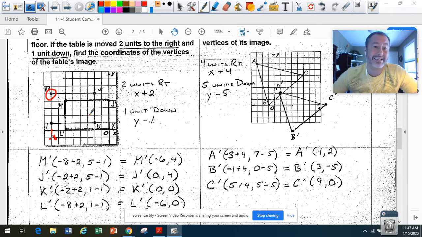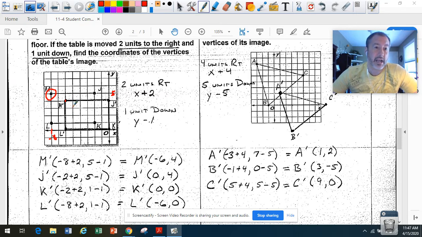But then we're moving it down 1. So it says take your y, which is +5. There's my y here at +5. Okay, and I'm going to be subtracting 1 from that, and that's going to give me my M prime. So -8 plus 2 is -6. Then my y coordinate is going to be my 5 minus 1, which is 4. So my new location of M prime is going to be located right here, okay, at -6, 4.